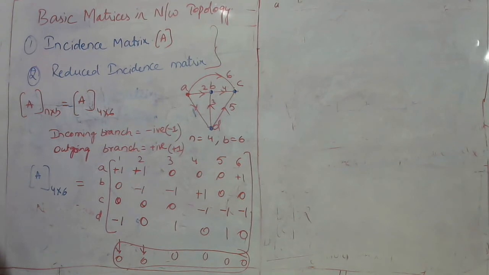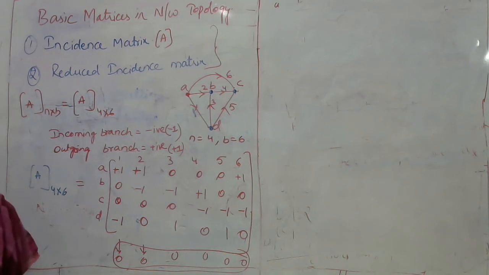So the first property is that the algebraic sum of the columns of an incidence matrix should be equal to 0, and the second property is that if the matrix is a square matrix and its determinant is equal to 0, then such a matrix is called a singular matrix.